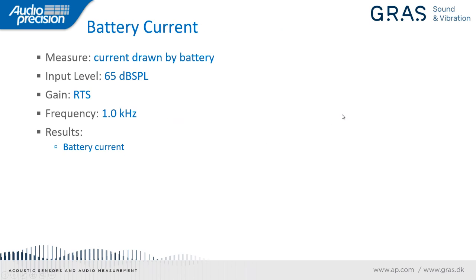The battery current is another important metric. These devices are all battery powered, and of course it's important to know how much current is drawn from the battery by the hearing aid for typical use. For this test, we have an input level of 65 dBSPL. The gain of the hearing aid is at the reference test setting. The signal is at a frequency of 1 kilohertz, and we just want to measure the battery current.